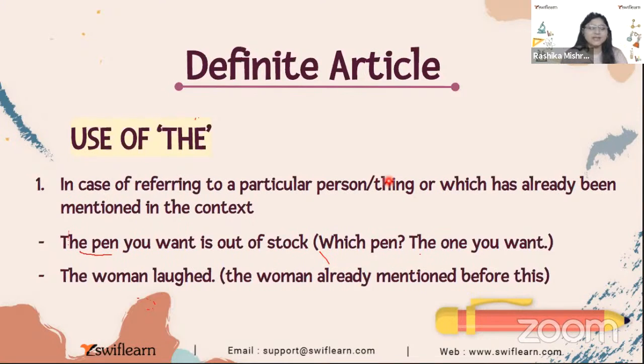Let's have some examples. The pen you want is out of stock. Here in this sentence, we are talking about a particular pen, the one you want. That is why we always use the before it in such cases. Now, the woman laughed. Here we are talking about a particular woman, a particular person. That is why we use the as an article here.